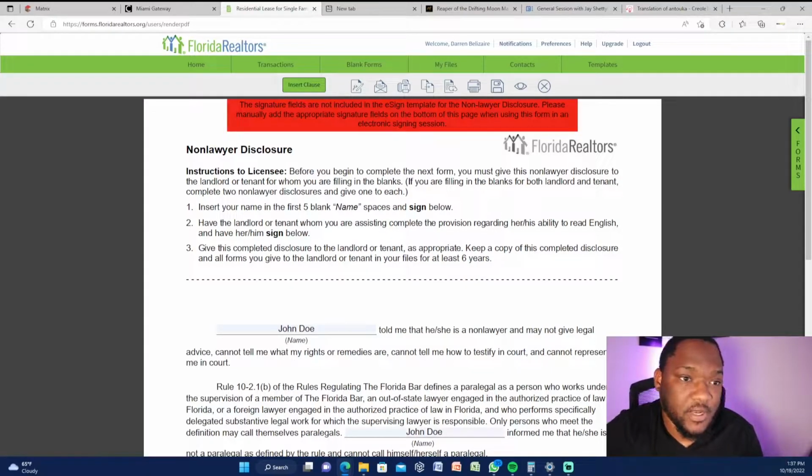The first thing you'll be greeted by when you go over this will be your non-lawyer disclosure form. I've already pre-filled out a few things here so I can speed run to explain to you what is on that form, what needs to be on the form. The non-lawyer disclosure is just stating that you're not a lawyer at all, that you're just filling out the form on behalf of the landlord, and that this form was prepared by the NAR or the FAR, depending on where you are. NAR is National Association of Realtors, and FAR being the Florida Association of Realtors.